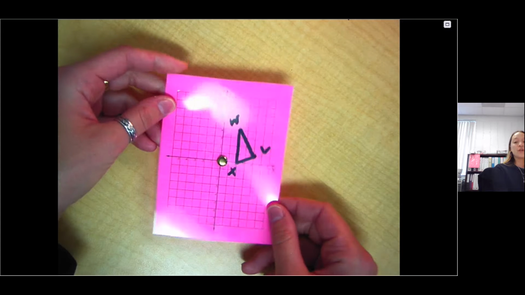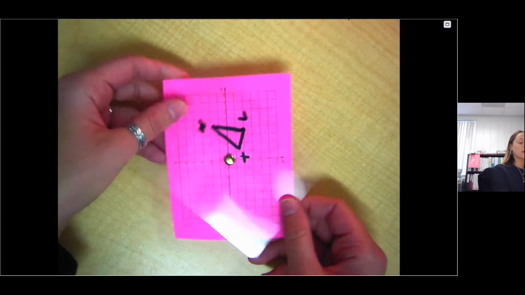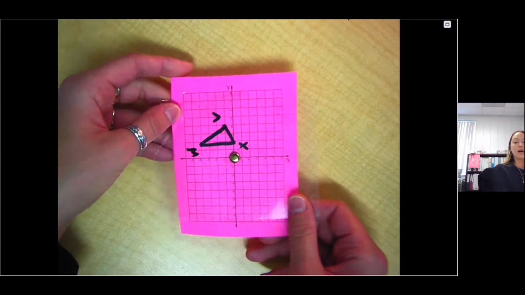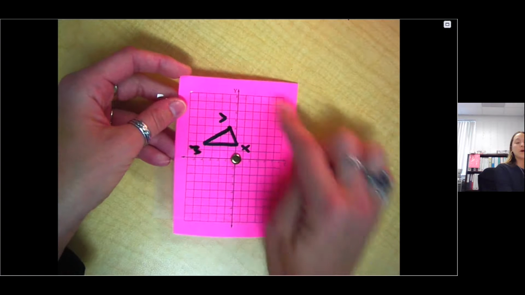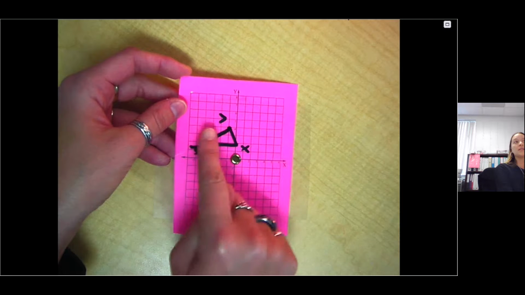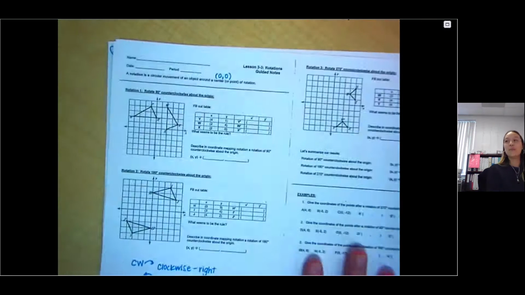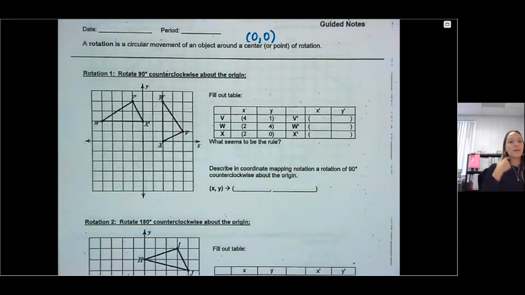And so what we're going to do for number 1 is take this picture here and rotate it to the left, counterclockwise, 90 degrees. So what you should notice is I'm going from the first quadrant all the way over here into the second quadrant on the left. In my picture for number 1, I'm only going to walk you through the first one because I think you guys are going to be able to pick it up pretty quickly.